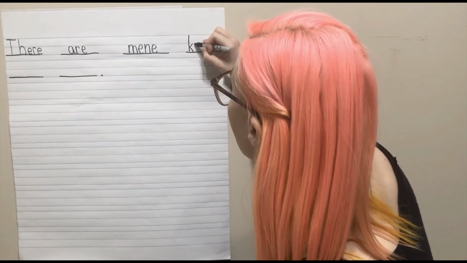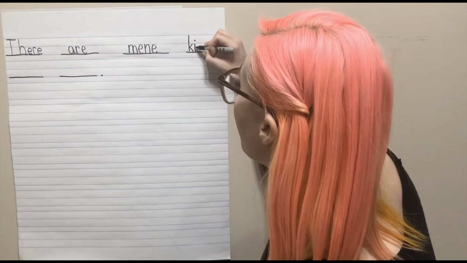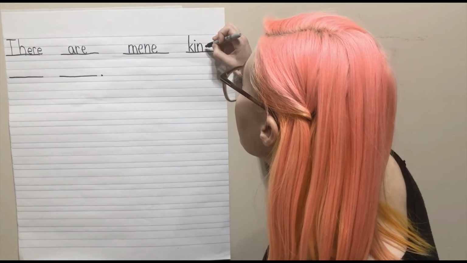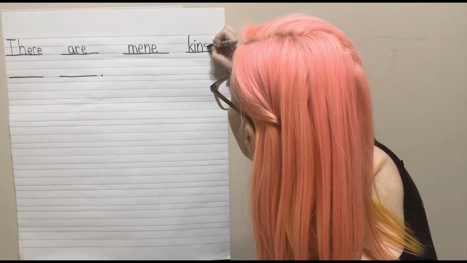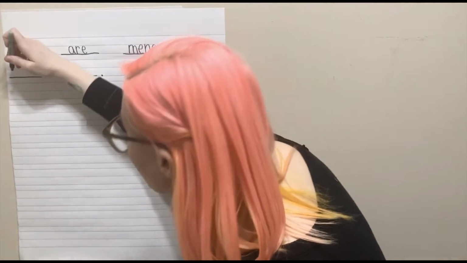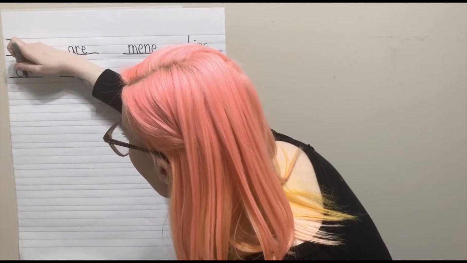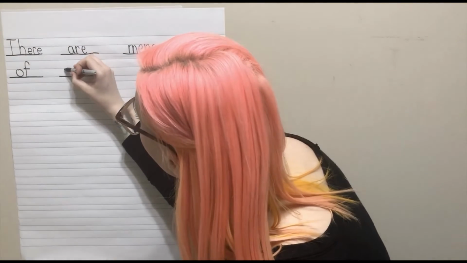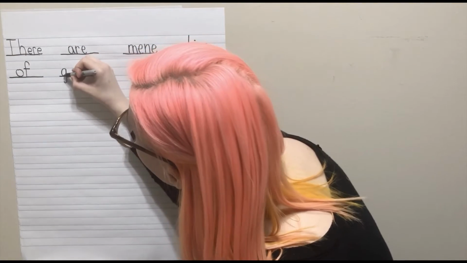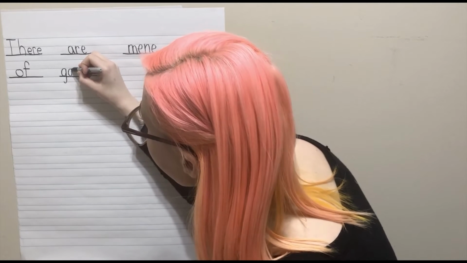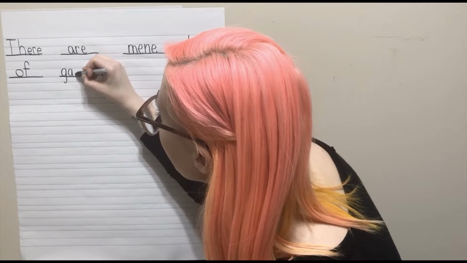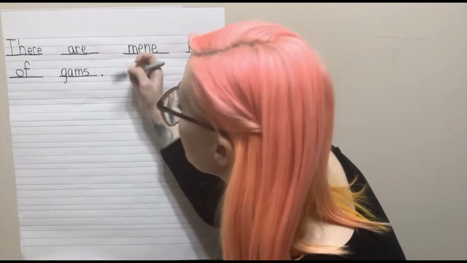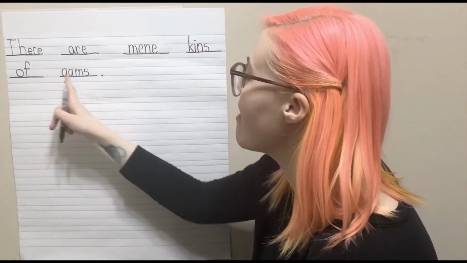K says K. I says I. N says N. Kinds. S says kinds. Of is a sight word. O, F, of games. G says G. A says A. M says M. S says S. There are many kinds of games.